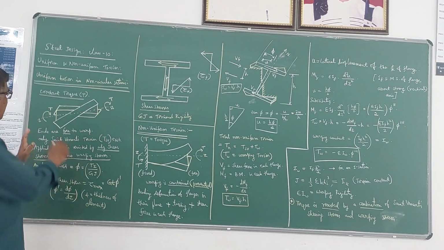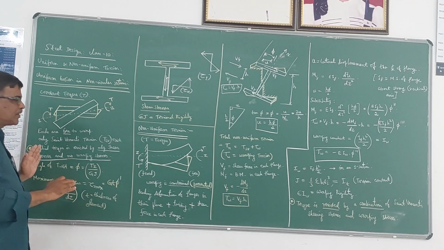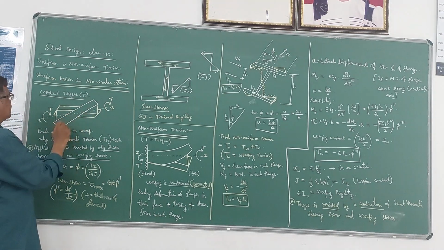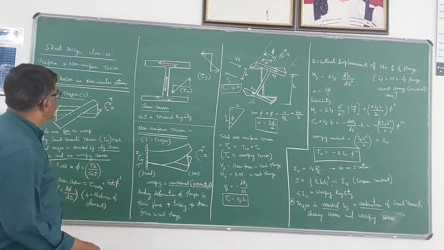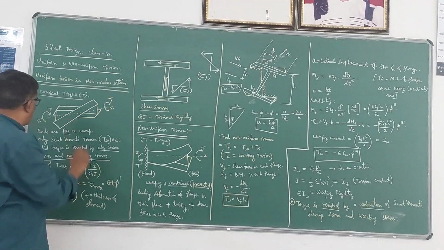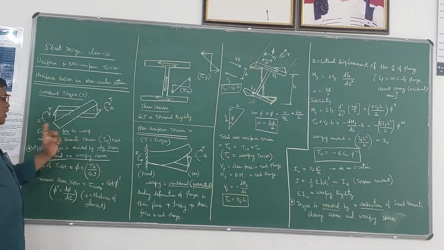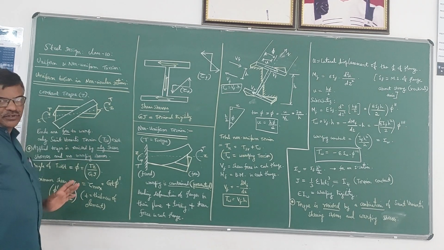It is free at both the ends. So that means it is not fixed, it is not restrained along the length. So this is the length. Length is represented by the z-axis. So it is subjected to torque at both the ends. T is the torque. So ends are free to warp. Only Saint Venant's torsion is considered in this case.